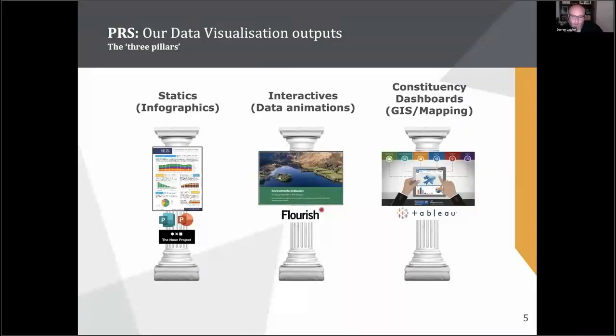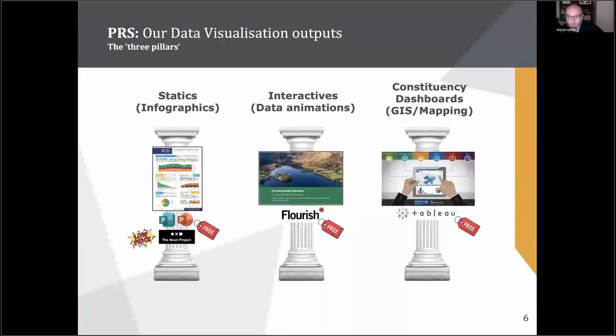As I said, a fairly new venture, but it allows members and their staff to manipulate information and engage better with it, and embrace the digital resources that they have accessible to them, like tablets and things like that, and younger members who are more keen to access information this way. And our constituency dashboard, the GIS mapping tool, which is more prominent.